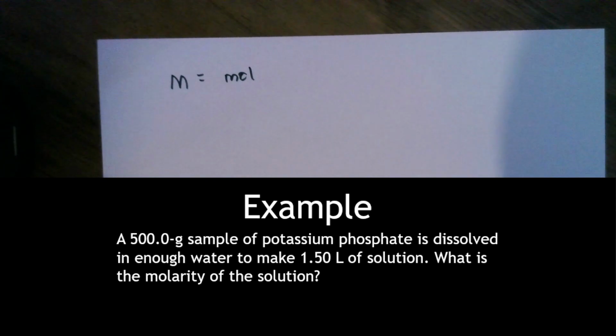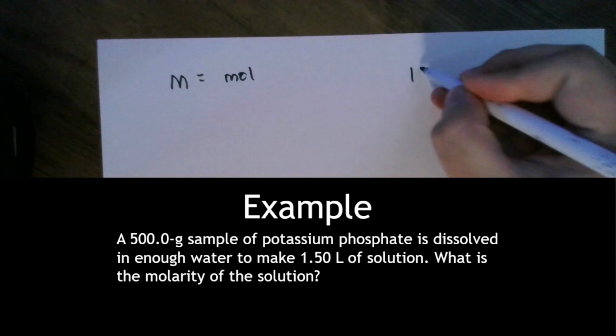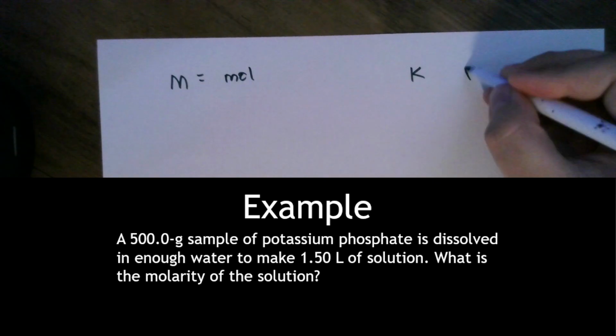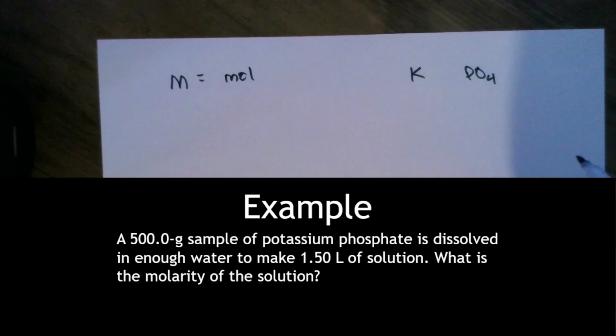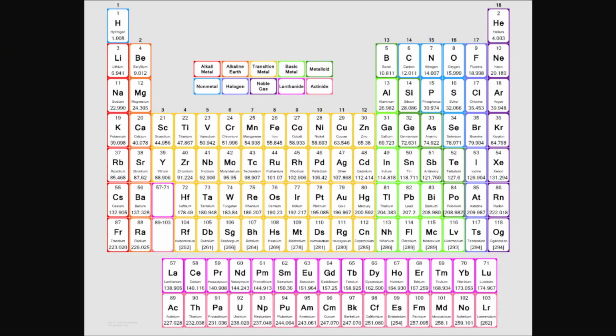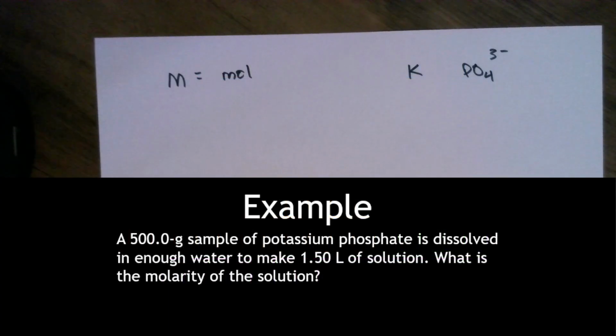Now the problem was mean. It didn't give you the chemical formula, so we have to write that ourselves. So potassium is K. Phosphate is one of our polyatomic ions we should know. It's PO4, has a charge of 3 minus. Now, if I flip over to my periodic table, K, potassium, is in the first column. It's an alkali metal, so its charge is 1 plus. So I'm also going to write its charge here.